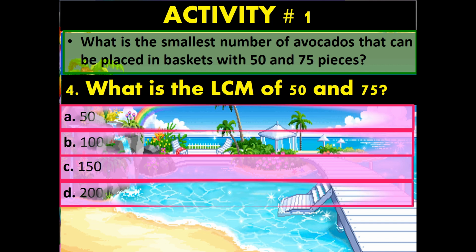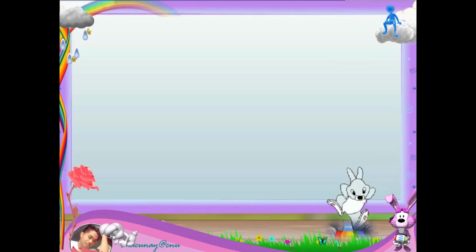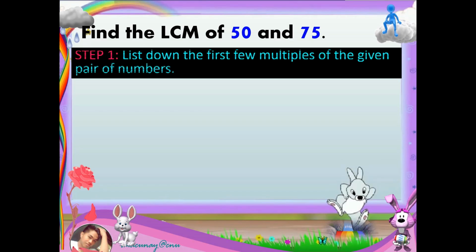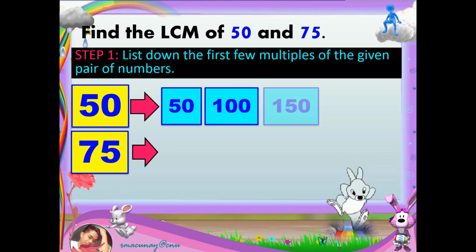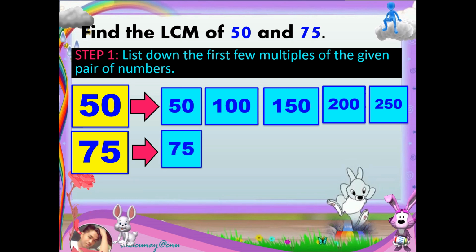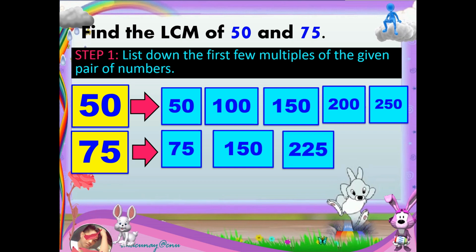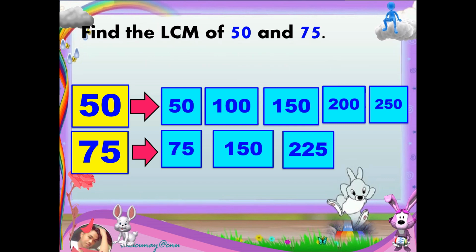So how do we get letter C or 150 as our LCM? Again, we're going to find the LCM of 50 and 75 by listing down first the first few multiples of the given pair of numbers. The multiples of 50 are 50, 100, 150, 200, and 250. While the multiples of 75 are 75, 150, 225. Okay, so we stop at 225 since we already found our LCM.